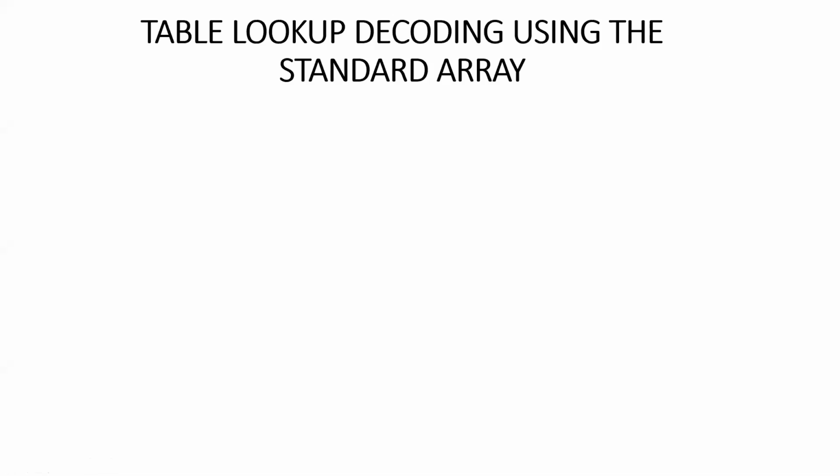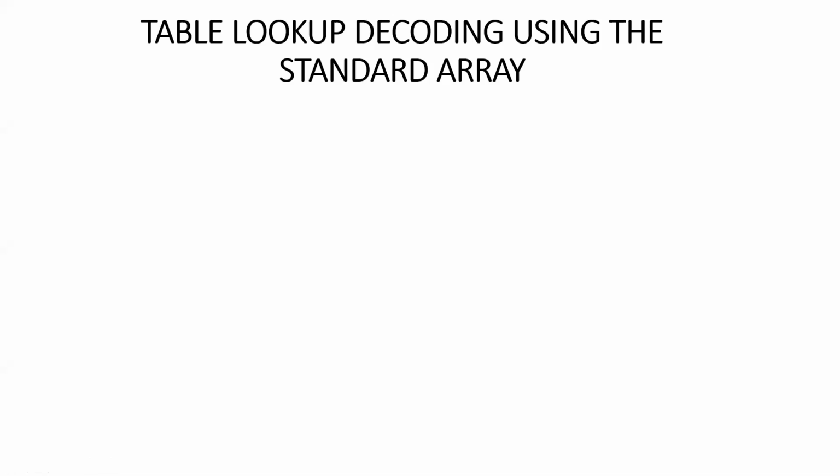So now in this session we'll be studying table lookup decoding using the standard array. In this type of decoding, first we'll form a table which consists of various code words, and then with the help of this table we will detect the errors in the code word, and we'll also correct that particular error with the help of this table.